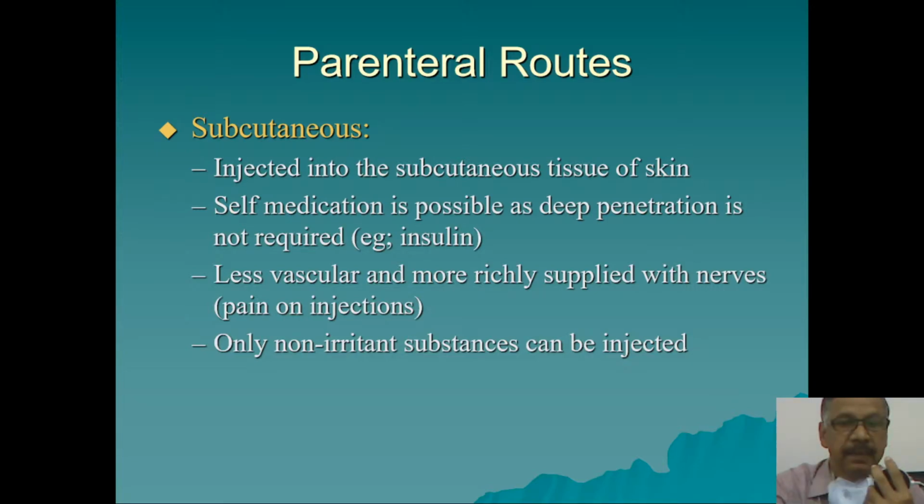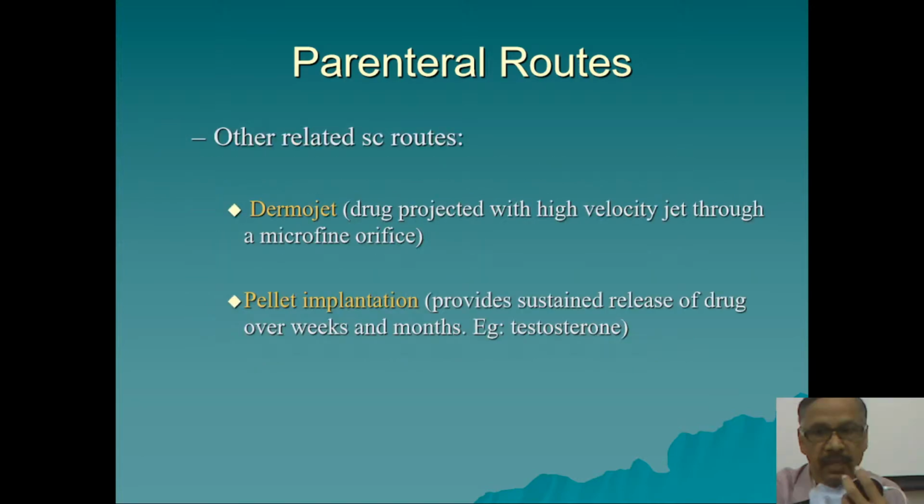The other related subcutaneous route is the dermojet, that is drug projected with a high velocity jet through a microfine orifice, and pellet implantation, which provides sustained release of drugs over weeks and months, like testosterone. For this one, a small cut will be made and the pellet inserted and implanted, and the drug is released slowly for months.